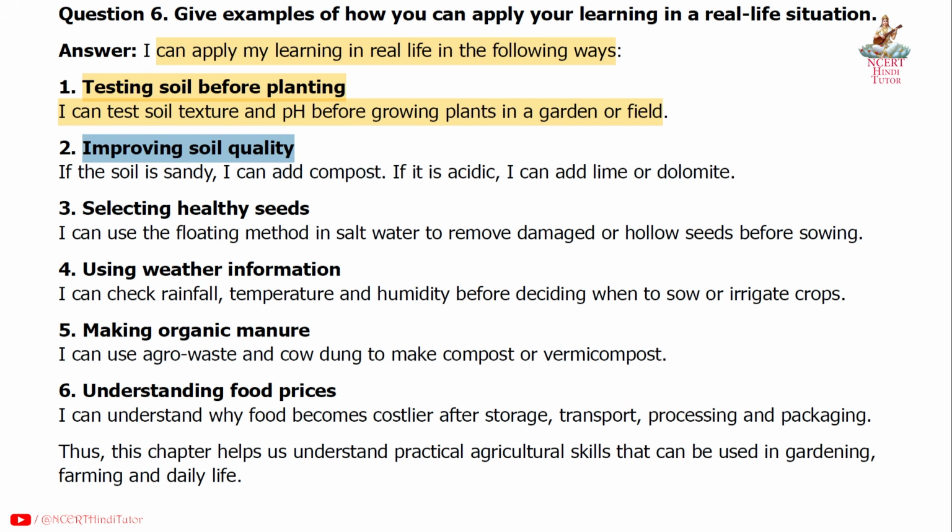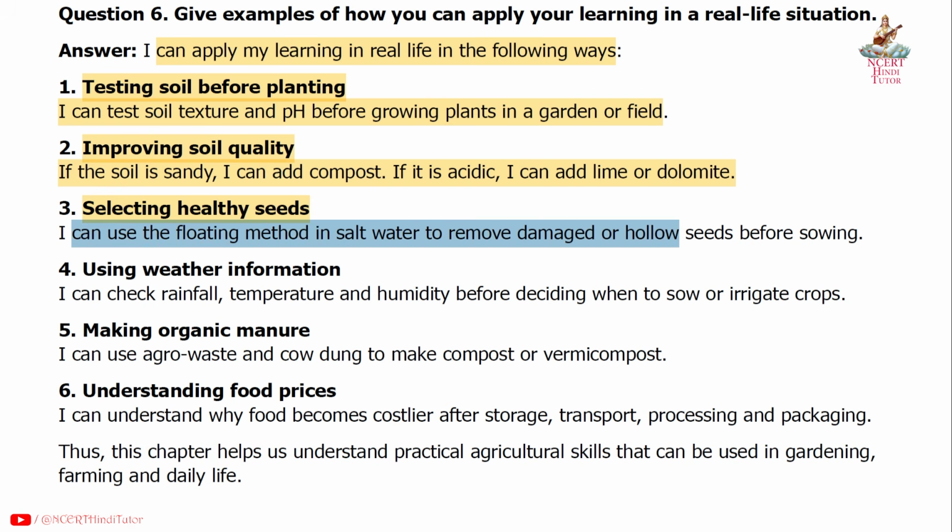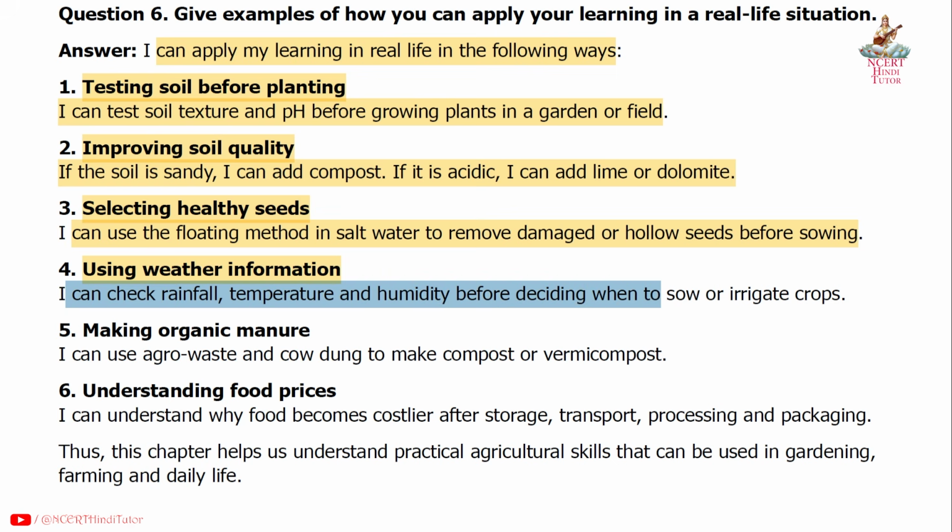Second, improving soil quality. If the soil is sandy, I can add compost. If it is acidic, I can add lime or dolomite. Third, selecting healthy seeds. I can use the floating method in salt water to remove damaged or hollow seeds before sowing. Fourth, using weather information, I can check rainfall, temperature, and humidity before deciding when to sow or irrigate crops.